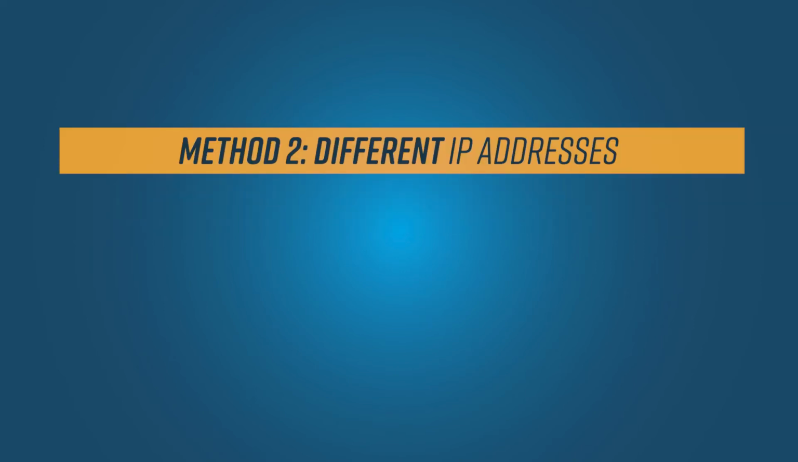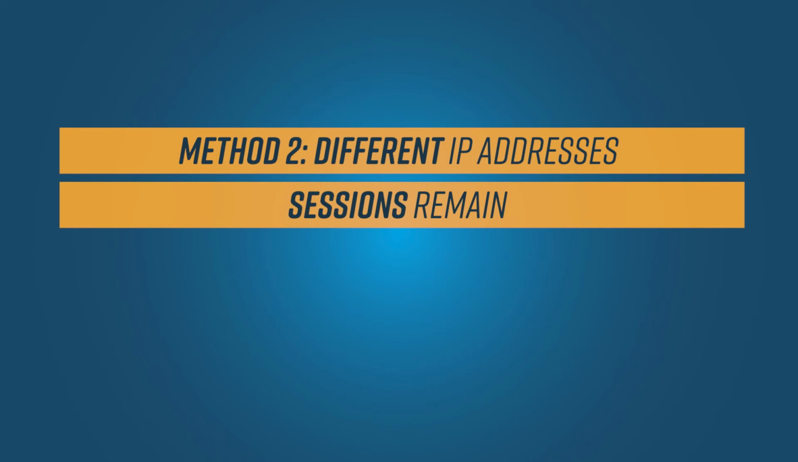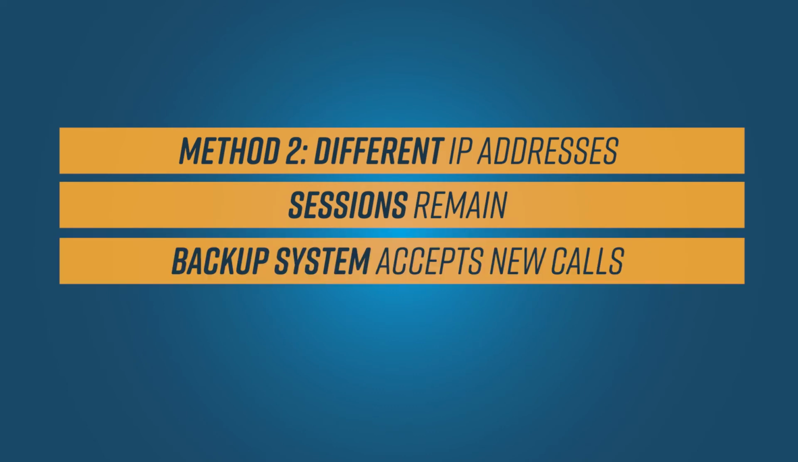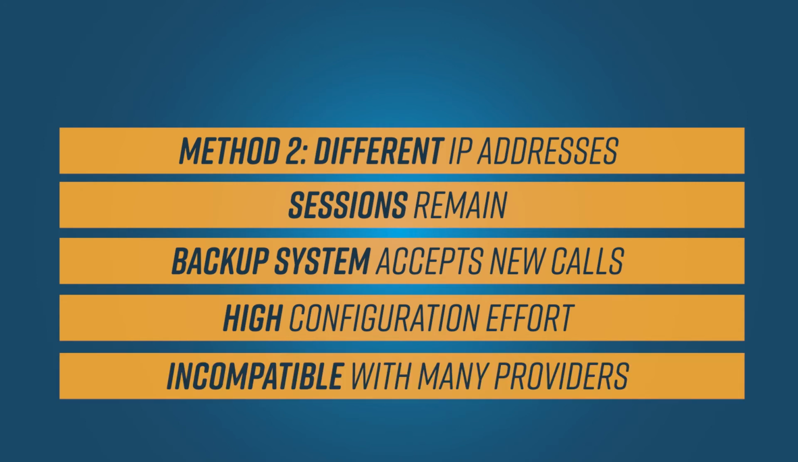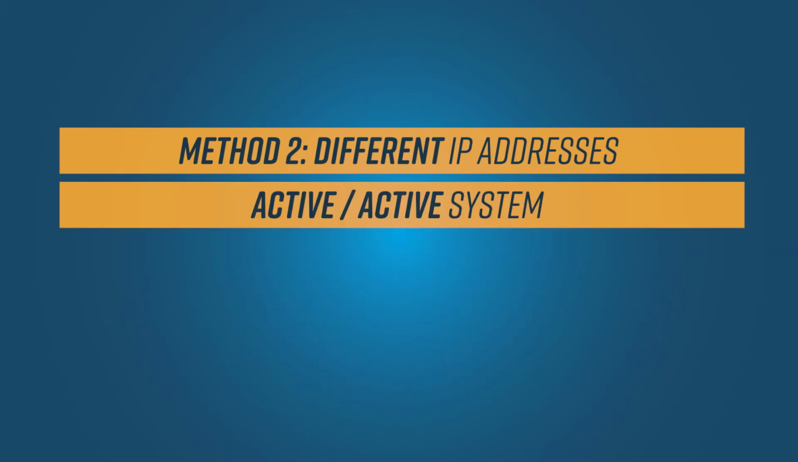With method 2, each system has its own IP address, so when the main system switches to maintenance mode, the current sessions can still exist and slowly expire while the backup system can already accept new calls. However, there is a higher configuration effort here, because you have to set up several anynodes in the systems. Not every provider and not every system can handle multiple IP addresses. When using method 2, an active system is automatically set up. If you want to set up failover, the following chapter is relevant.